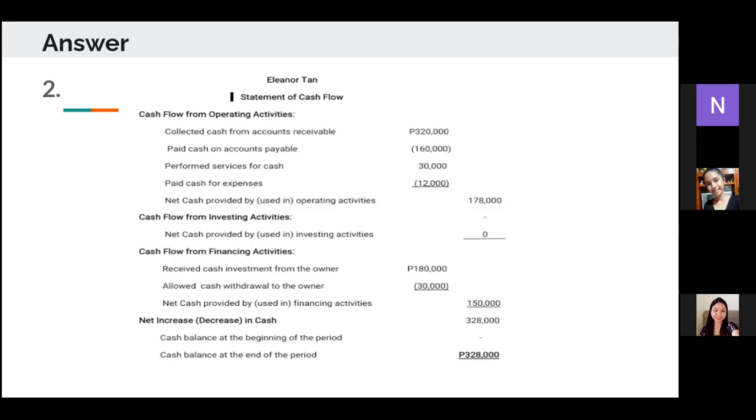So, then, the net increase in cash is 328,000, which is yung nakuha nating total ng cash dun sa operating activities and investing activities. So, we don't have a cash balance at the beginning of the period. So, wala tayong idadagdag doon. So, the cash balance at the end of the period is amounted to 328,000. Next slide.